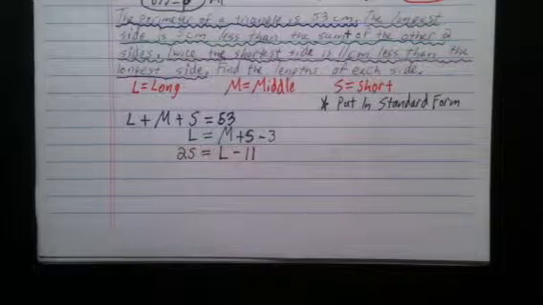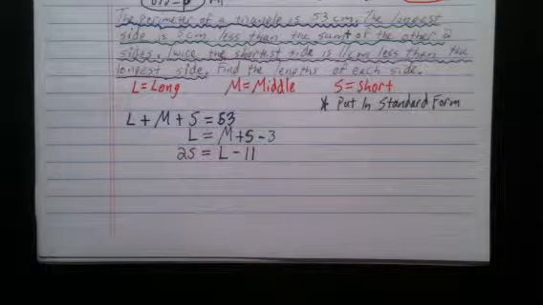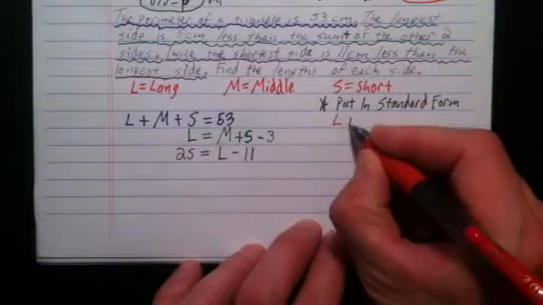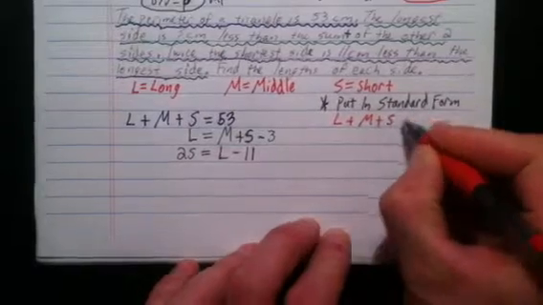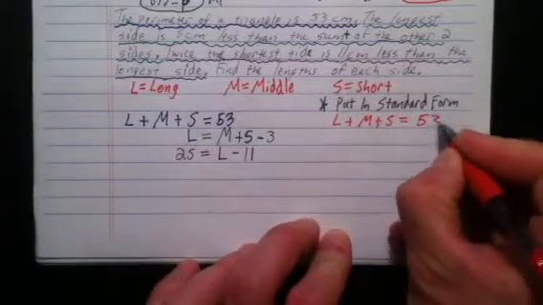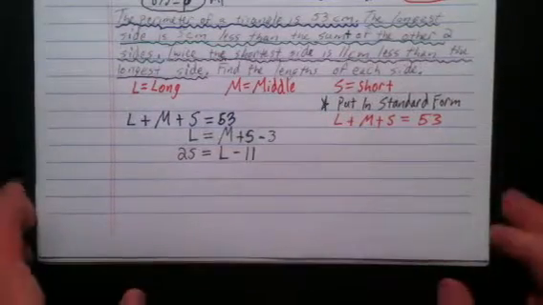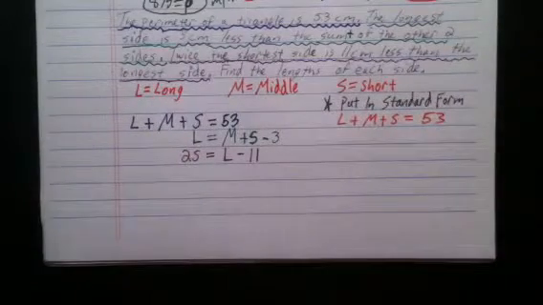So looking at our three equations, standard form is going to be when we have the variables all on the same side. In this case, we can put them all on the left side, and then our constant term on the right side. So equation 1 is pretty much already set up that way for us. We have L plus M plus S equals 53. That one's fine. The other two equations we're going to have to manipulate a little bit.